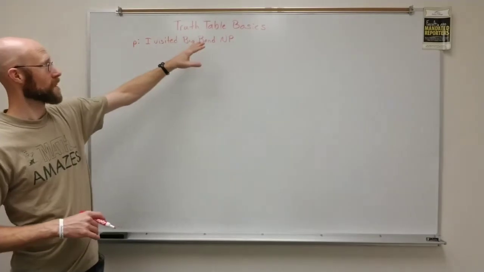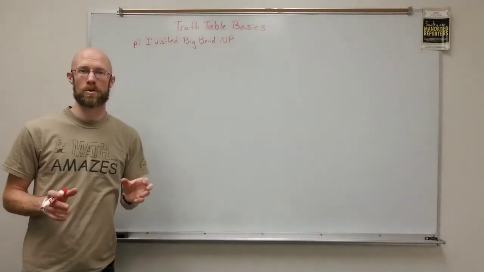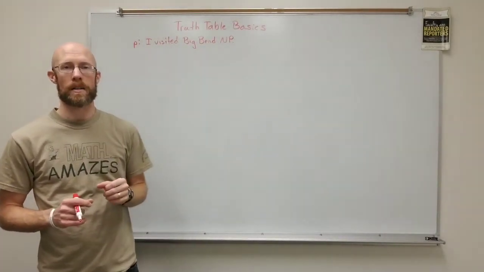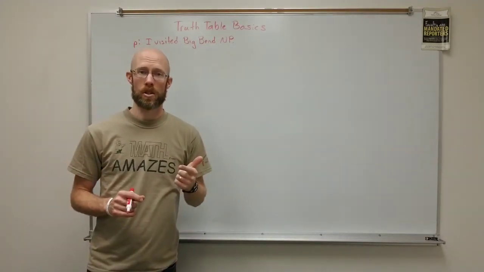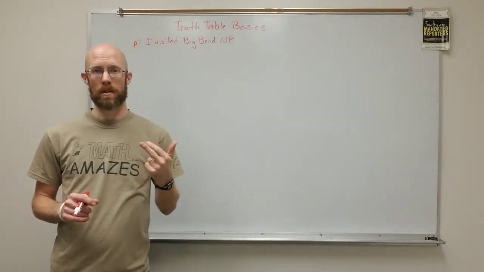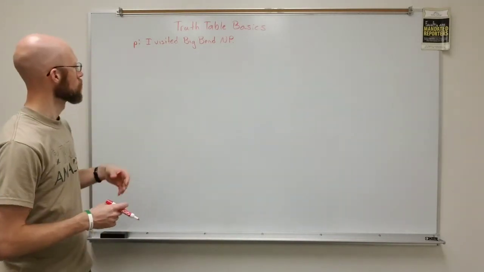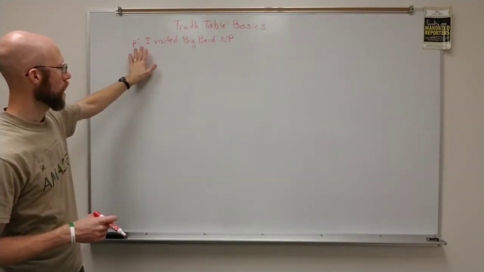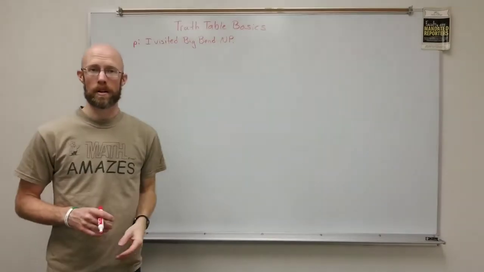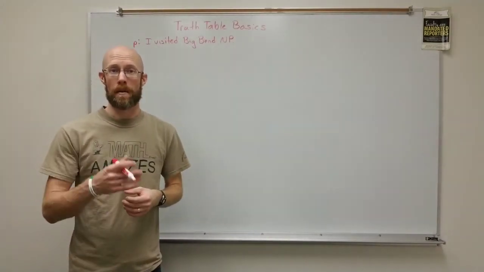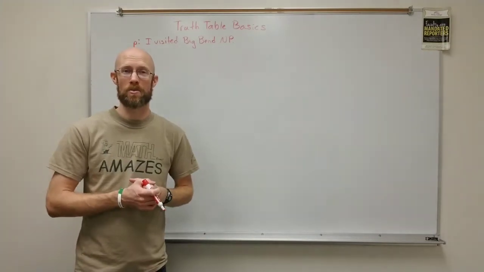This is called truth table basics. Really, we're looking at truth tables for negations, conjunctions, and disjunctions, so kind of your three more basic connectives. I'll just start with one statement: I visited Big Bend National Park. Now that could be true or false. I'm not going to tell you yet whether that's true or false.